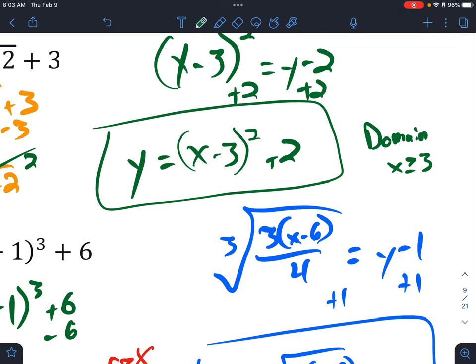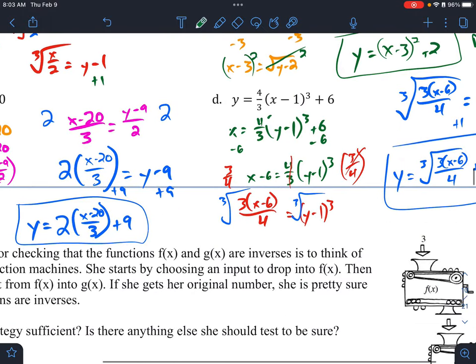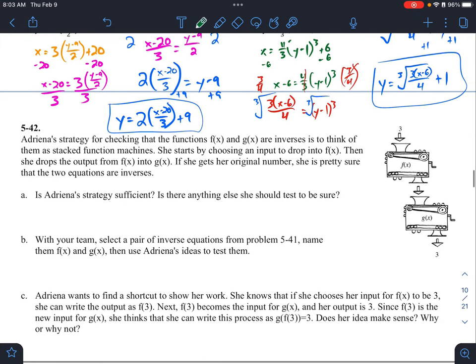Okay? So hopefully you're doing a nice job with that. The last part here then of today's lesson is kind of how we can do this and check these rather quickly and easily. So this last part gets a little bit confusing, but try to stay with me. Okay? It says Adriana's strategy for checking that the function f of x and g of x are inverses is to think of them as a stacked function machine. She starts by choosing an input to drop into the f of x, then she drops the output from f of x into g of x. If she gets the original number, she's pretty sure that the two equations are inverses.